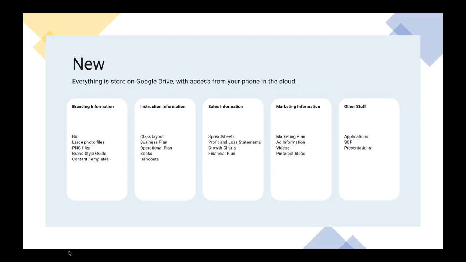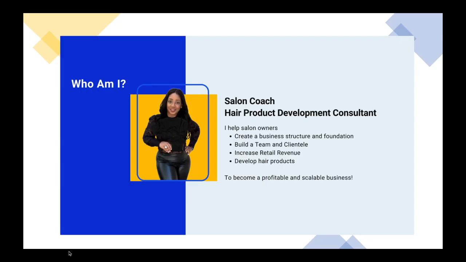But then you've got your marketing as well. And those consist of all of your Pinterest ideas, your Instagram photos, your Instagram stories and videos, client testimonials. And then you've got a whole bunch of other stuff like applications, SOPs, presentations that you may have used for your salon team, things that you might need in meetings. But we're going to organize everything and we're going to use Google to do it for us.